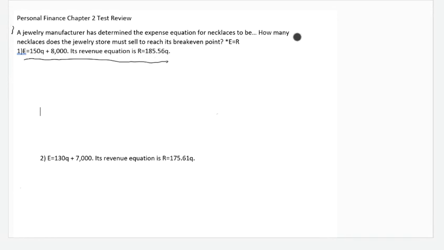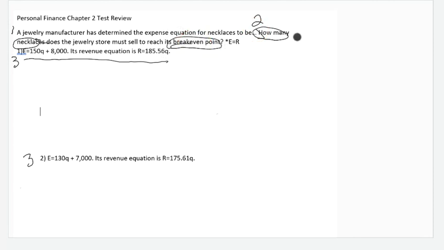And the same thing for number 2. And then it says how many necklaces must the jewelry store sell to reach its break-even point. So that would be our second, and these are our thirds. I'm putting 3 because we're both using them. So how many necklaces? We want to know how many necklaces it must sell to reach its break-even point.